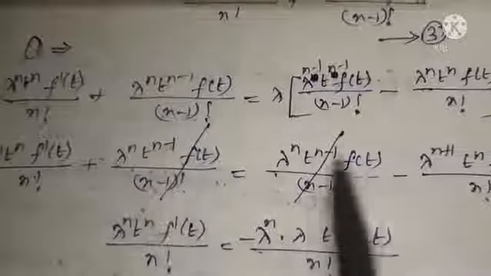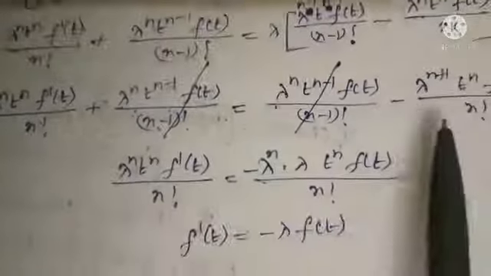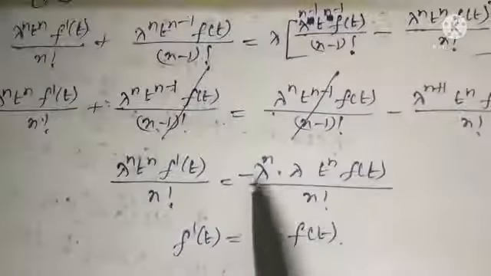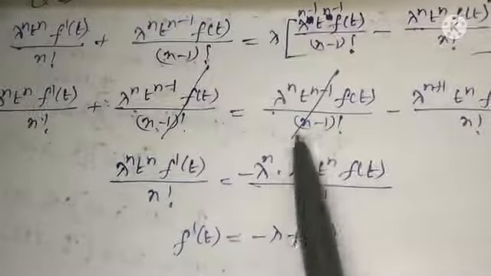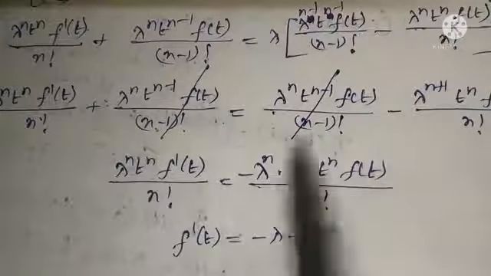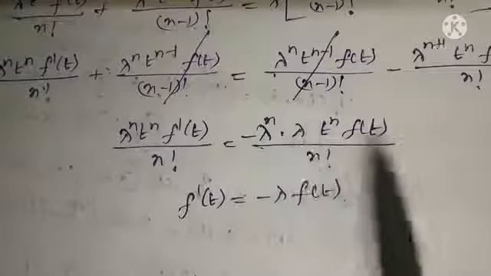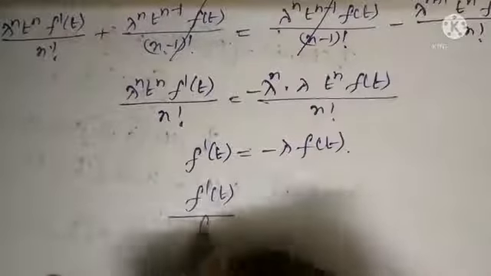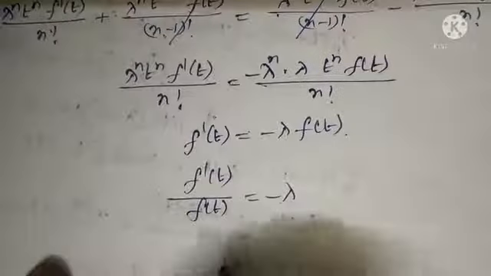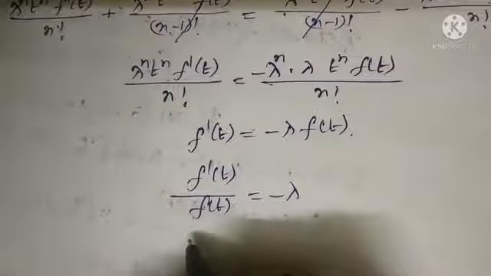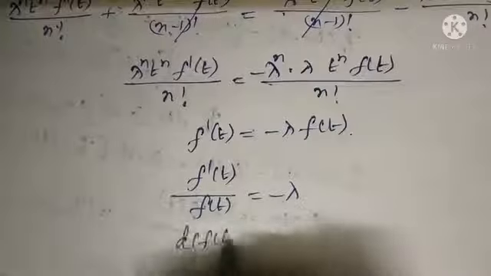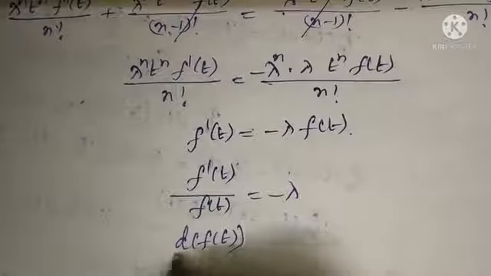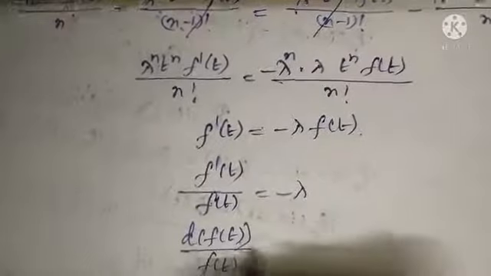These two are the same, they get cancelled. In the right hand side, it is lambda power n plus 1, which can be written as lambda power n into lambda. So the common terms get cancelled. It becomes f dash of t equal to minus lambda into f of t. Then I write f dash of t by f of t equal to minus lambda. So f dash of t is the differentiation of f of t, divided by f of t.